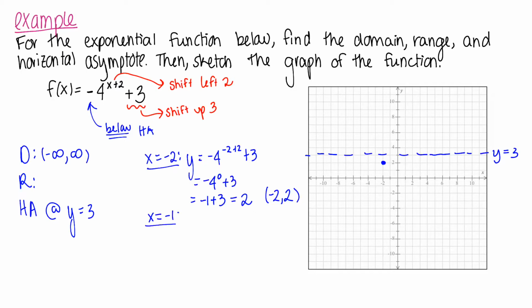Let's do -1. So y equals -4 raised to the -1 plus 2, plus 3. So -1 plus 2 is 1, so -4 to the 1 plus 3. That's just -4 plus 3, which is -1. So this is the point -1, -1.